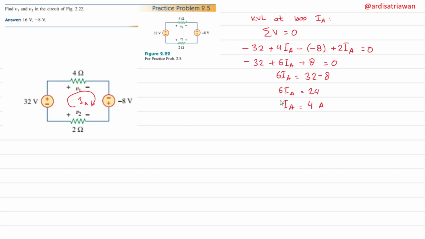Okay, so this is a good place to pause here, and from this IA we can calculate V1. So V1 is IA multiplied by R, and our R is 4 ohm and our IA is 4. So I'll have that V1 is equal to 16 volt.